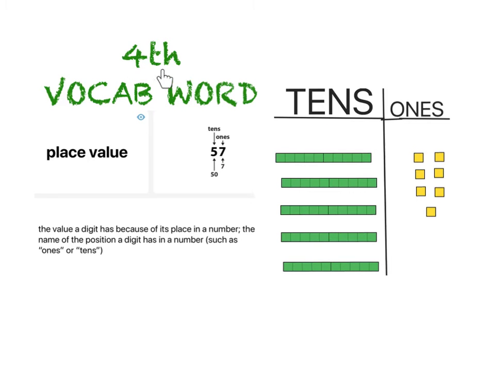Here we have our last and final vocab word, place value. The value a digit has because of its place in a number, the name of the position a digit has in a number such as ones or tens. And for our example, we use the number 57. We have 7 ones in the ones place and 5 tens in the tens place, representing the 50. When you put the number together, it represents 57.